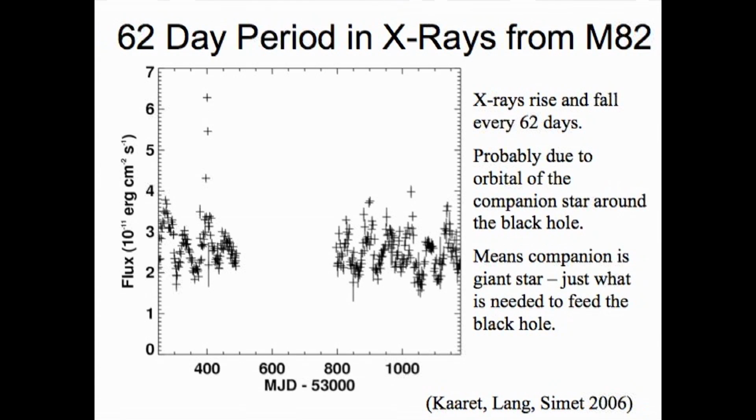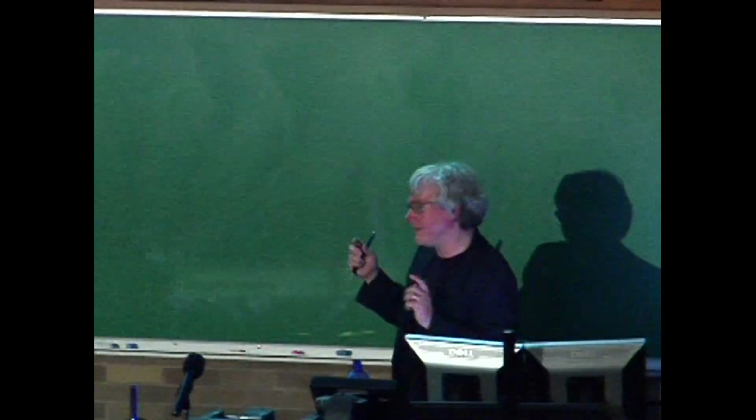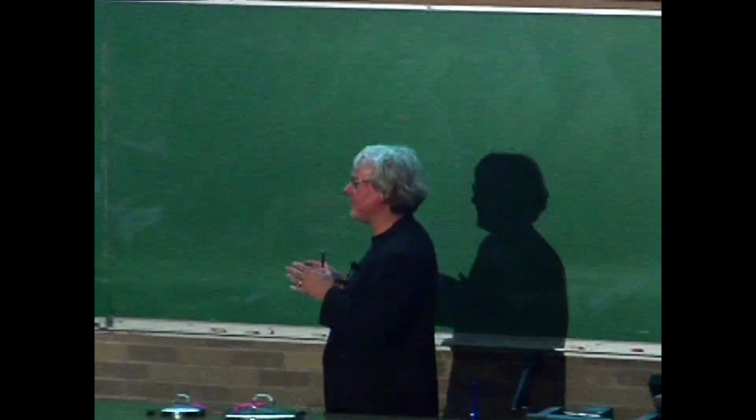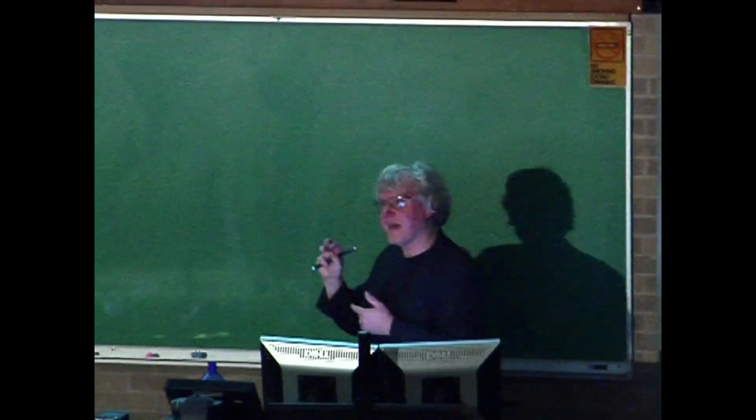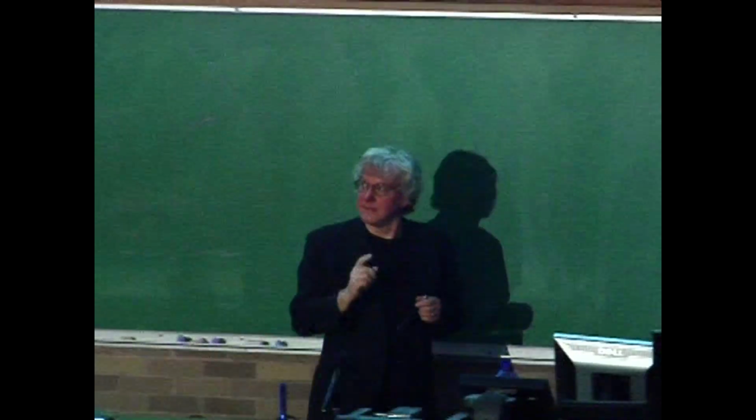the star orbiting around. And it looks like that 62 days comes because the star actually orbits once every 62 days. And from that, you can calculate what the star has to be like, and it has to be something called a giant or a supergiant star, which is very interesting, coincidentally, because that's just the kind of star you need. A normal star can't feed a black hole fast enough to make it as bright as this object should be. But a giant star can.